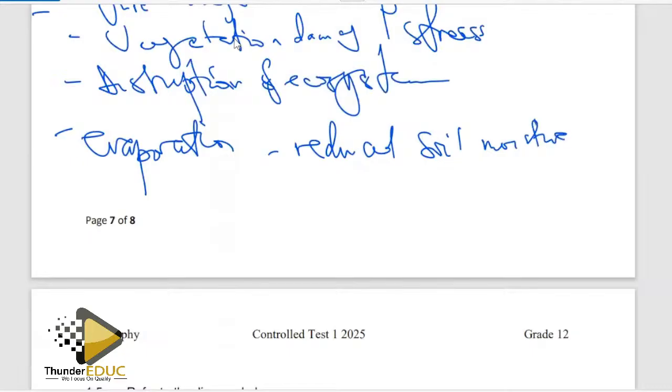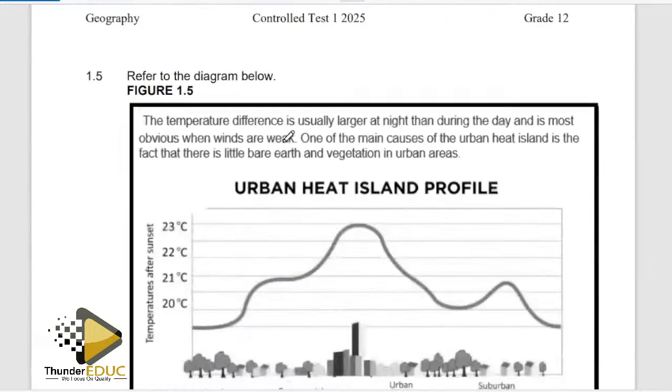The soil moisture content is going to get reduced because of high evaporation rates. Because of high temperatures, there's high evaporation. The moisture content of the soil is going to be affected ultimately, and that is a negative implication. Right, let's go to the next question.